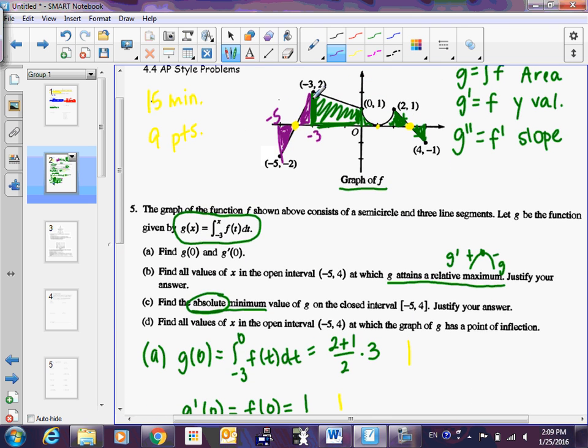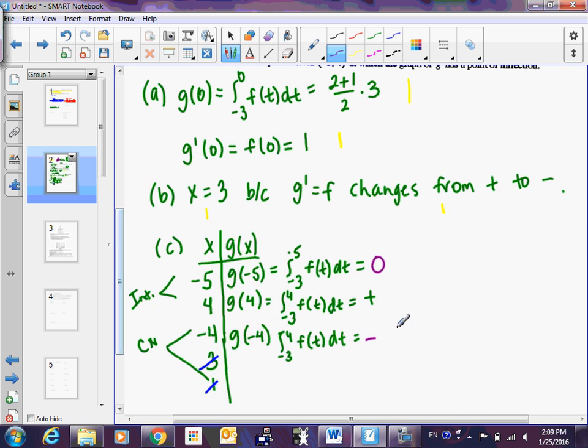In this case, we're just talking about just that triangle right there. We'd go 1/2 base times height. So 1/2 base times height. So -1. -1 is smaller than 0. So -1 is the smallest result.